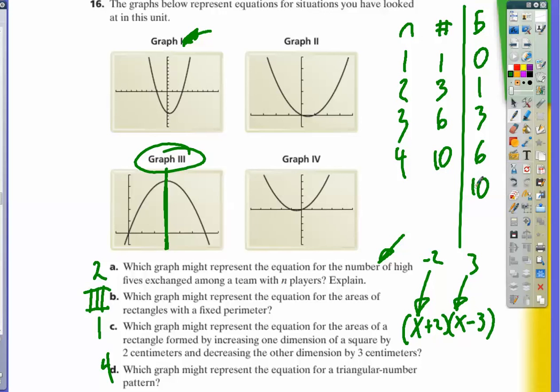Well, lo and behold, it has a very similar equation, which would be n times n plus 1 over 2, which would make the x-intercepts 0 and negative 1. Therefore, it matches that one.